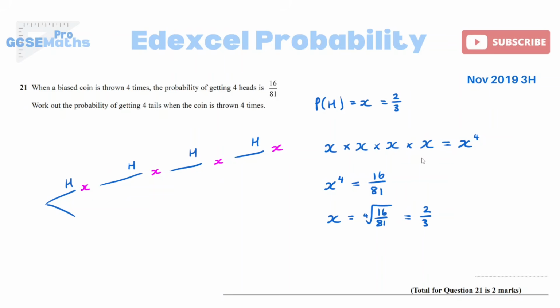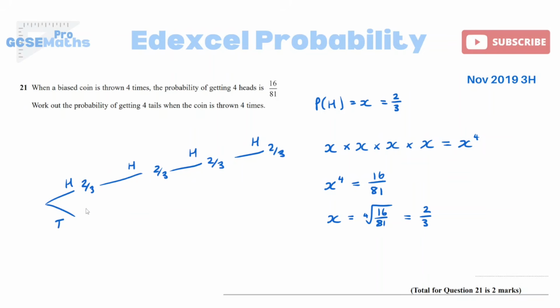So you don't necessarily have to write all this down, it's more so just this bit here. It's X to the power of 4, so therefore do the opposite. So the probability of getting heads each time I throw this coin is 2/3, 2/3, 2/3, and so on. Therefore, the second part of this question is work out the probability of getting tails 4 times.